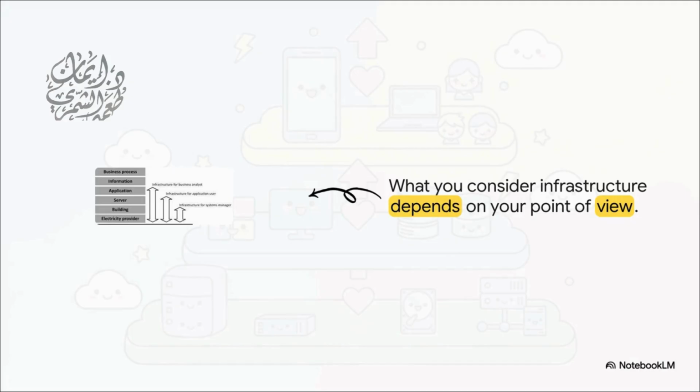And this is where it all clicks into place. So let's say you're a business analyst. For you, everything below your business process, the apps, the servers, the whole shebang, that's all just infrastructure. But for the systems manager who's actually running those servers, for them, the building, the power, the cooling, that's their infrastructure. You see? What you call infrastructure depends entirely on what you happen to be standing on.